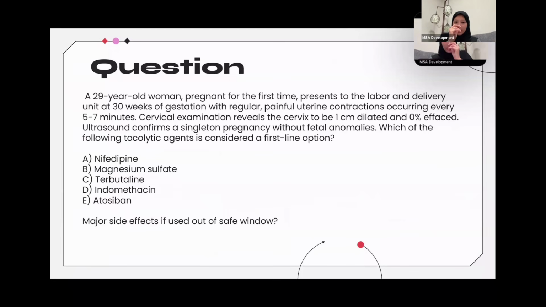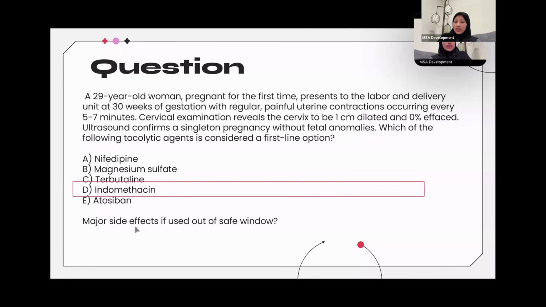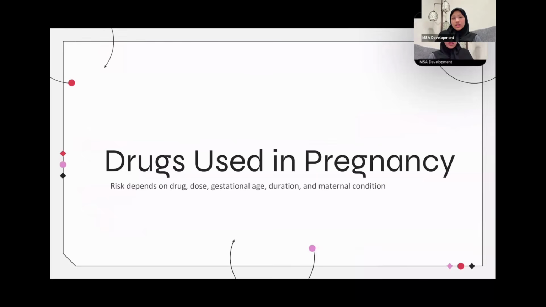Okay, a 29-year-old woman, pregnant for the first time, presents at 30 weeks with painful uterine contractions. This is too early, which is the first line option at 30 weeks? Let's say there are no other contraindications, you can give the medicine. What is the side effect if used outside the safe window? Remember ductus closure, early closure, and the oligohydramnios from the kidney. So it's affecting the circulation. That's mainly it for tocolytics.